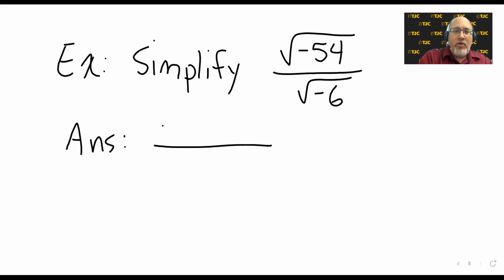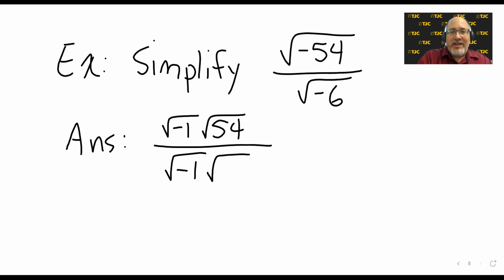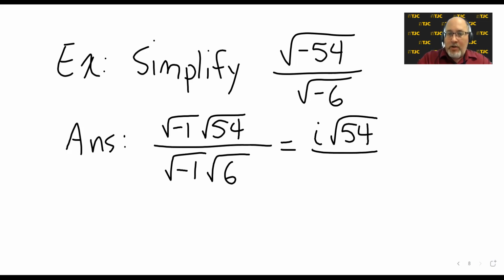I can pull the -1 off of the first square root, give it its own square root on the top, square root of -1 times the square root of 54. And the same thing on the bottom, I can break the negative off of the 6 and write the square root of -1 times the square root of 6. I know what happens to both square root of -1s. They both become i's. So I have i times the square root of 54 over i times the square root of 6.